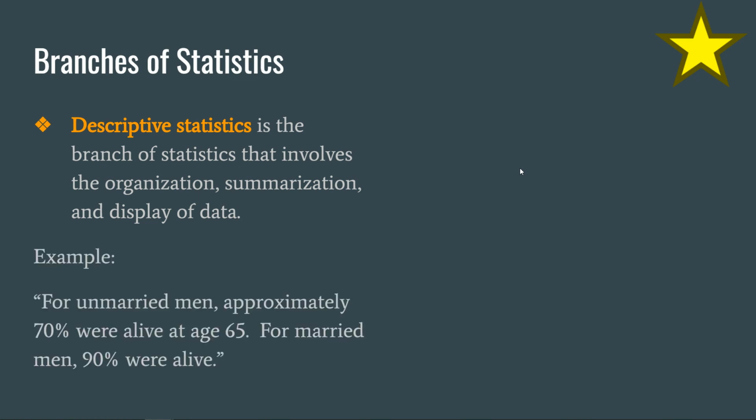Here's an example of descriptive statistics. For unmarried men, approximately 70% were alive at the age of 65. For married men, 90% were alive. So this is just an observation. They took a survey and said at age 65, 70% of the people that were not married were still alive. And then if they were married, 90% of the people that were examined or surveyed, records were surveyed.